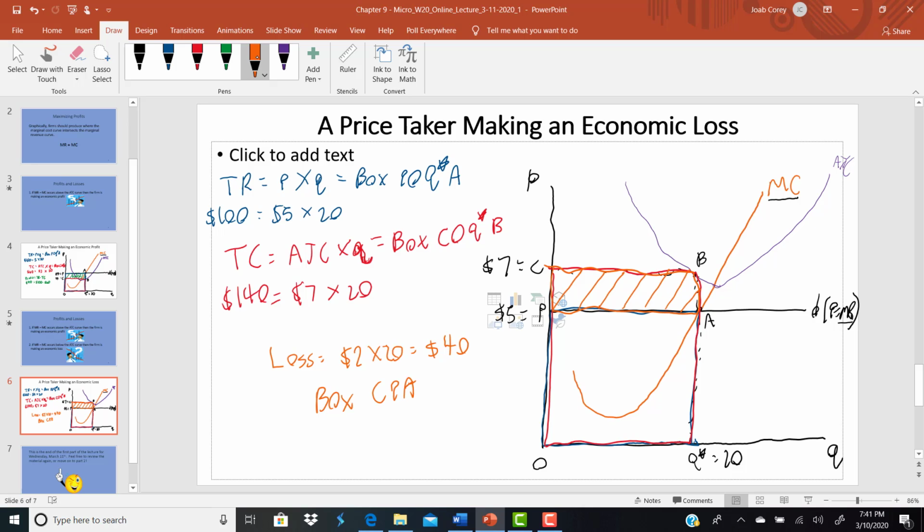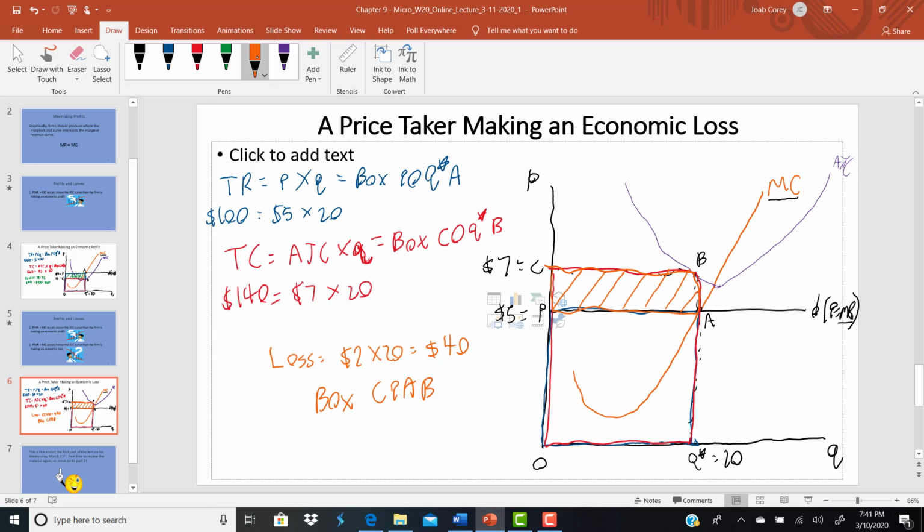So the big difference between this graph and the last one is that those average total costs are above price, meaning that our costs are greater than our revenues. Whereas in the last graph, our average total cost was below price, so our total revenues were greater than our total costs.